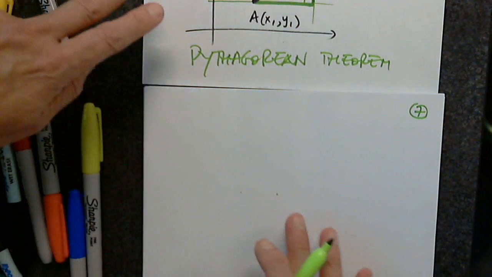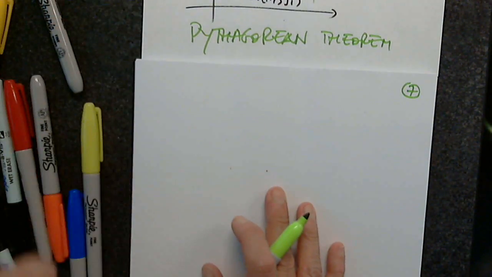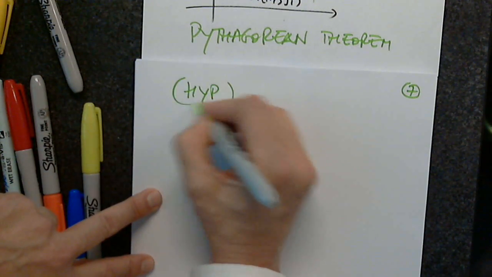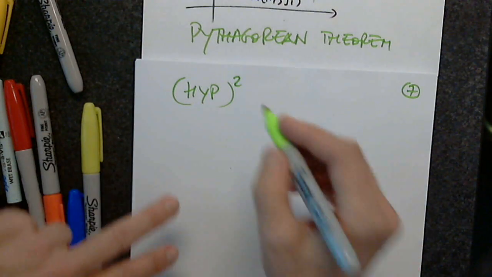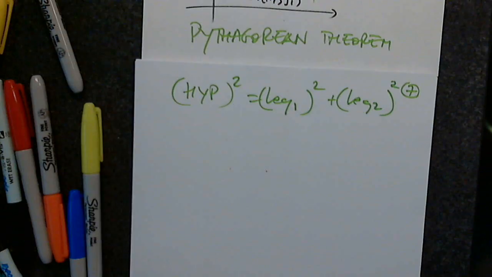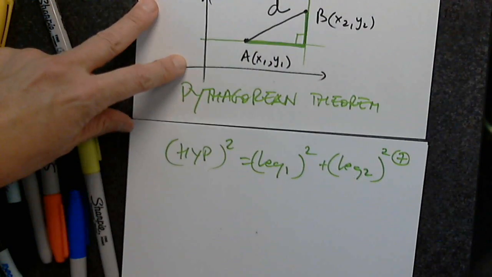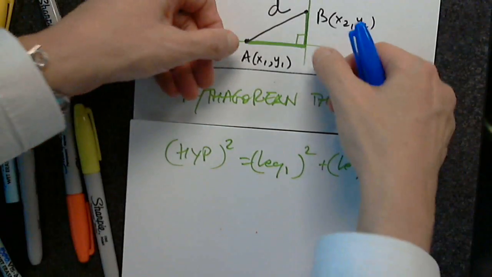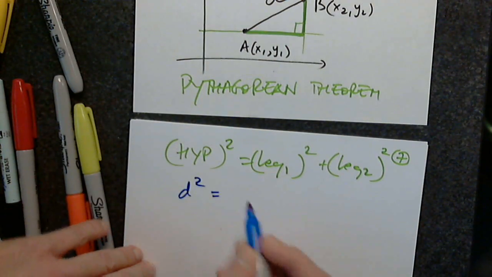So for the Pythagorean theorem, please do not say a squared equals b squared plus c squared. That's not correct. You have to identify what is what. So it's the hypotenuse squared, which is the longest side, equals leg 1 squared plus leg 2 squared. So this is the Pythagorean theorem. The sum of the squares of the legs equals the longest side squared, which is the hypotenuse. Now the hypotenuse squared will be d squared, of course.